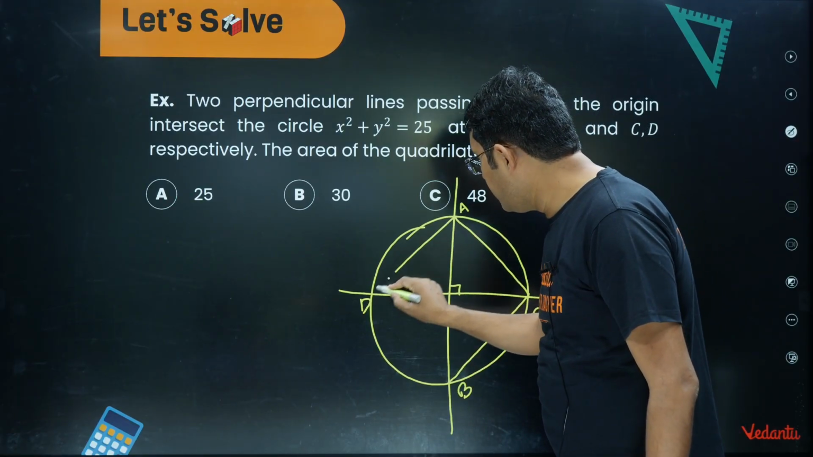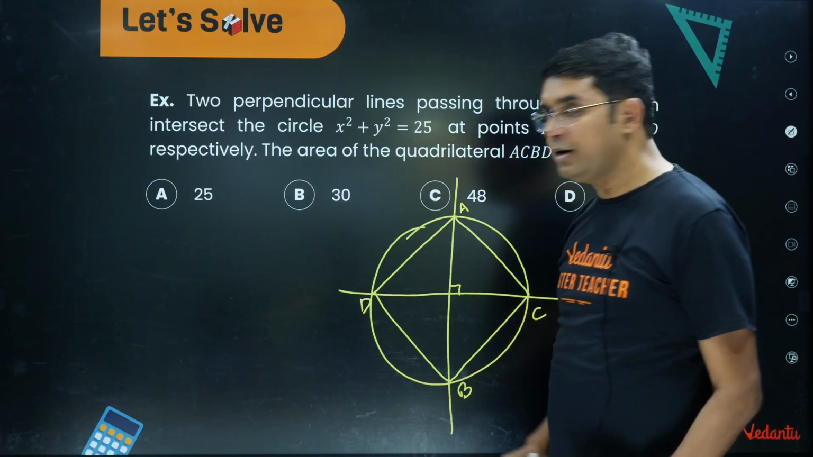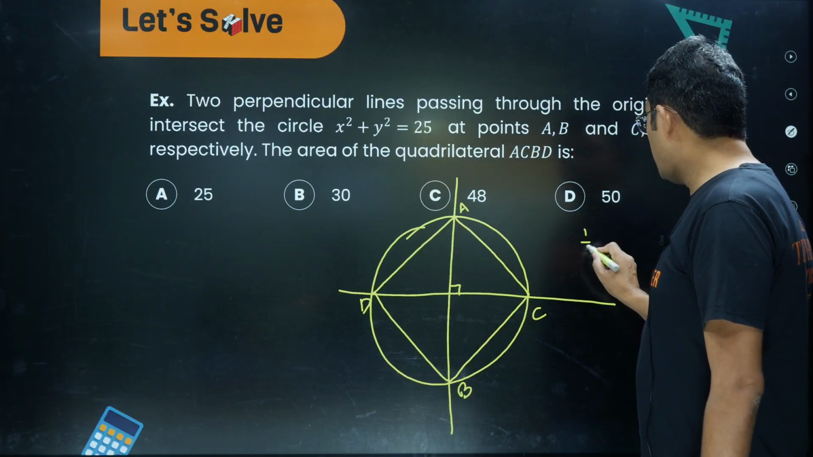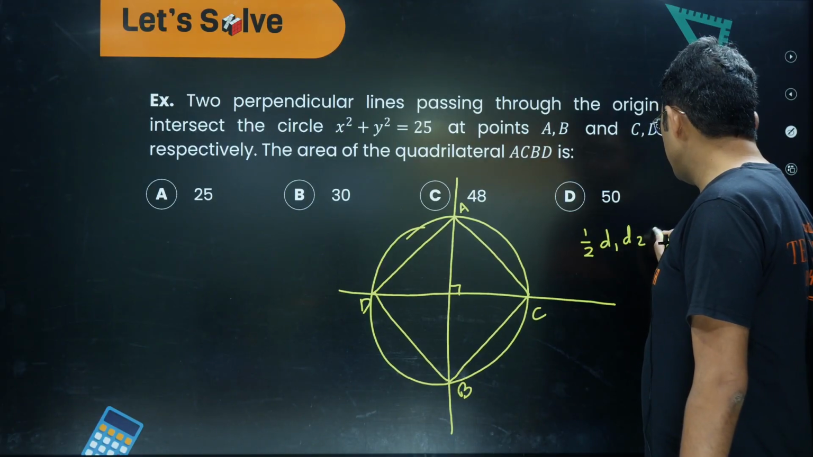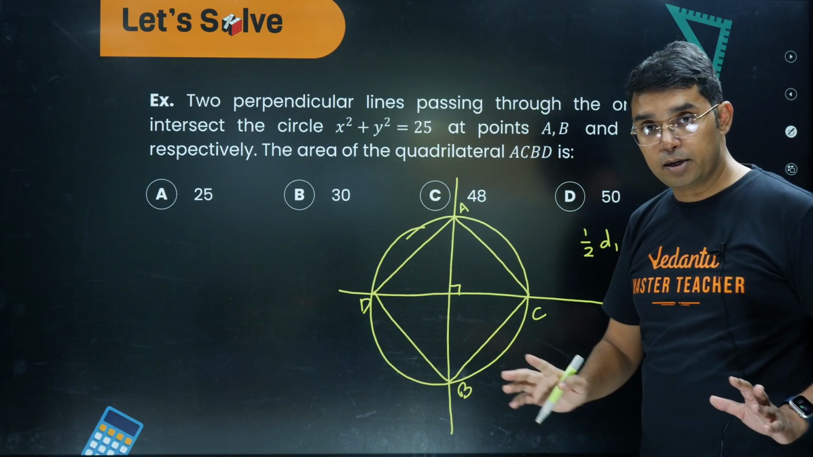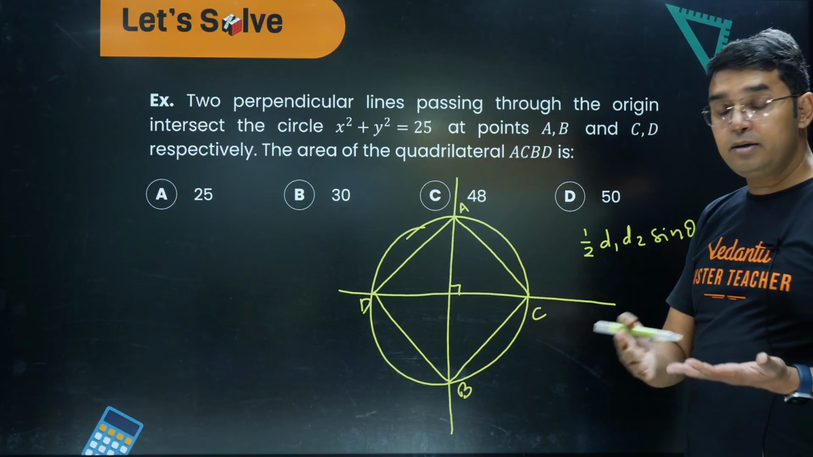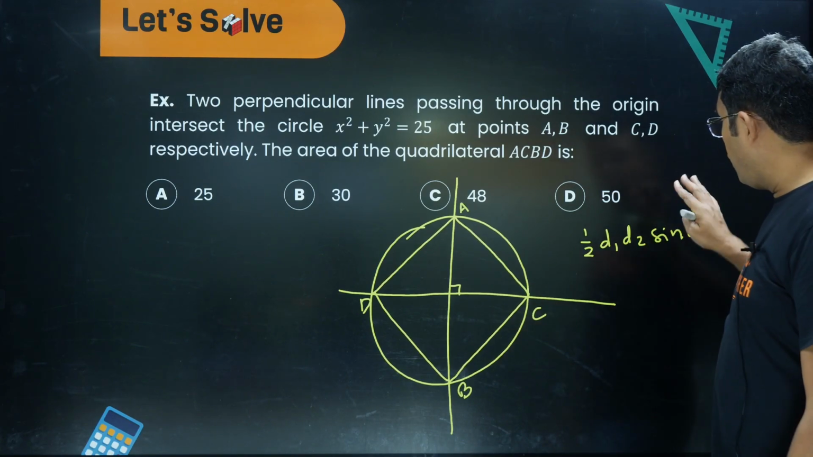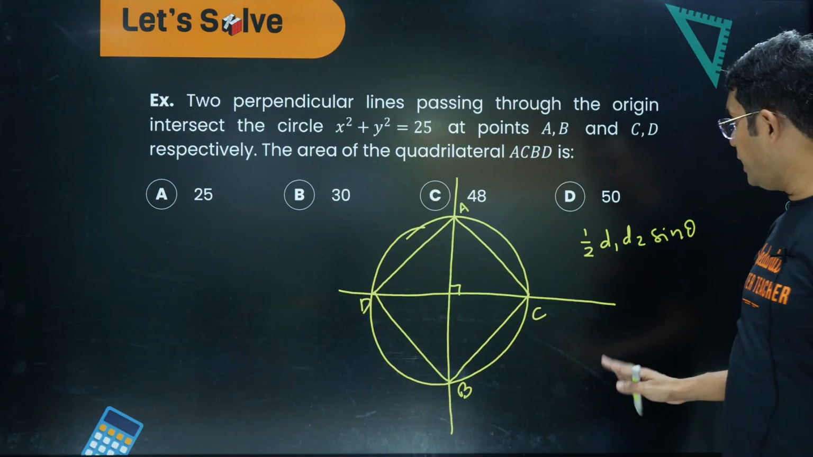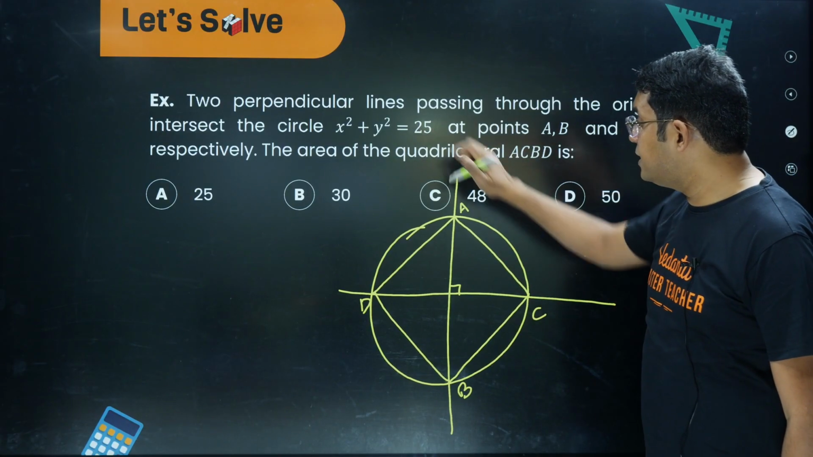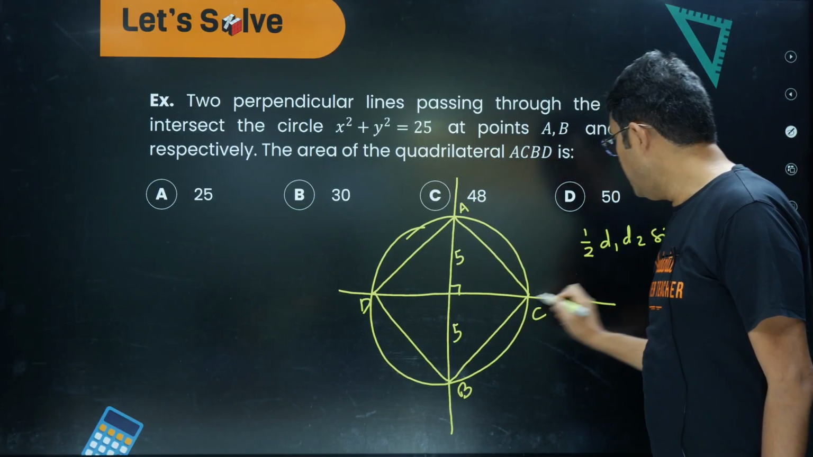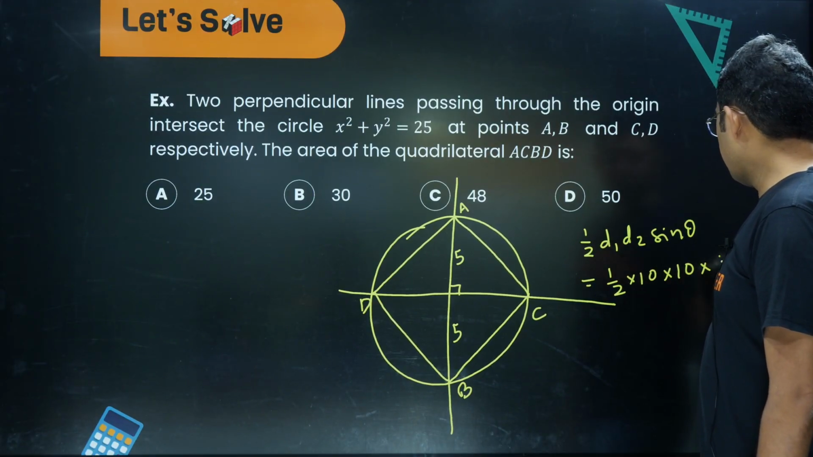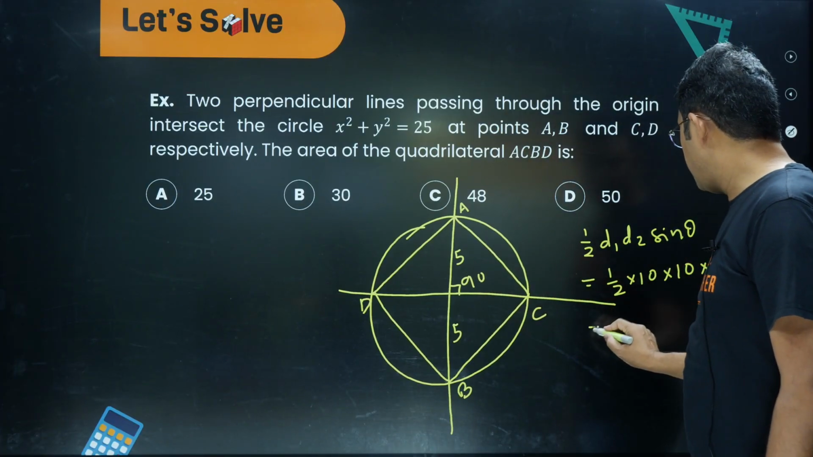You can check this quadrilateral will be a square. In fact, even if you ignore the fact that it is a square, the area of any quadrilateral is always half d1 d2 sine theta. For any quadrilateral, is it right? Is it square or rectangle or parallelogram? Whatever it is, always half d1 d2 sine theta is correct. So in this case, because radius is 5, so 5 here, 5 here, d1 will be 10 and d2 will also be 10, and sine theta will be 1 because this angle is 90. So this becomes equal to 50.